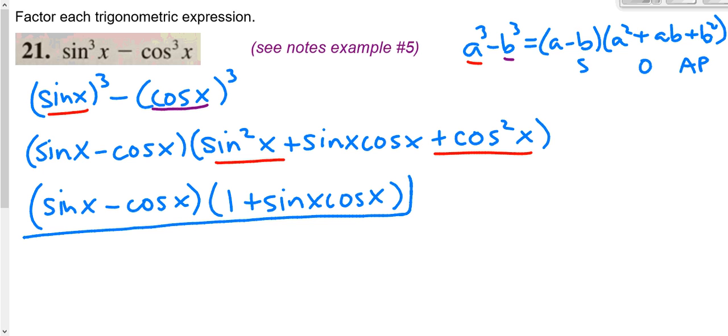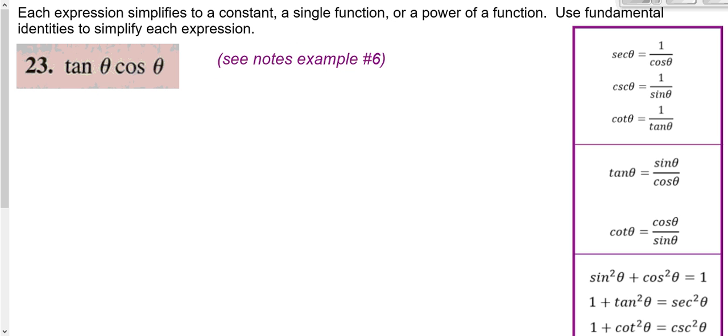And those are the factors. Okay, 23. This one corresponds to notes example number 6. And we're switching gears now. Instead of factoring, we are simplifying expressions. And we're expecting to end up with a constant or a single function or a power of a single function.